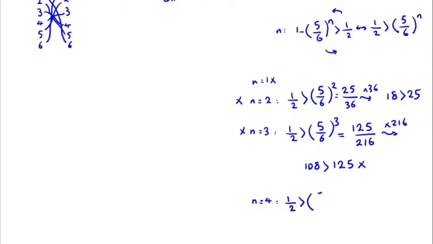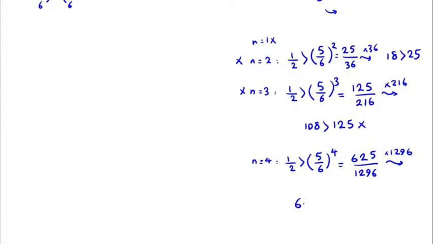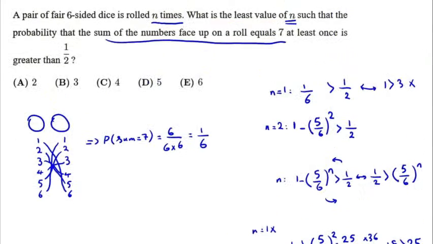Let's consider n equals 4. Is 1 over 2 greater than 5 over 6 to the power of 4, which will be 625 over 1296? If we multiply both sides by 1296, the left hand side will be 648, greater than 625, which is correct. So the least n that is possible is n equals 4, and the answer is C.